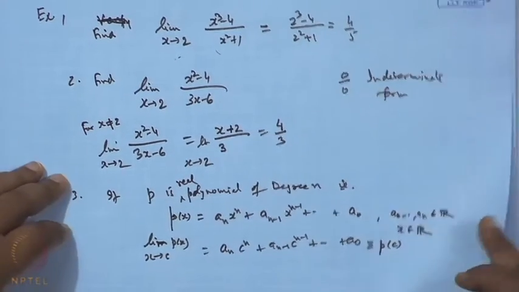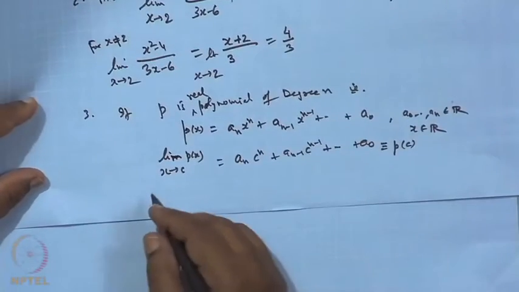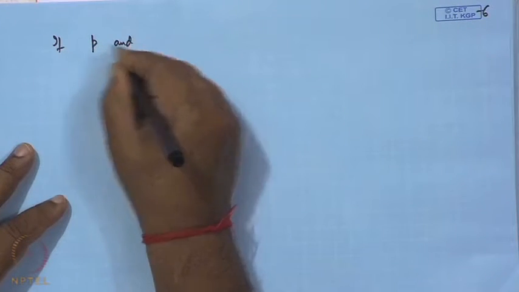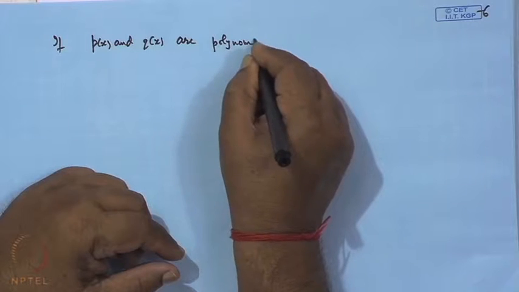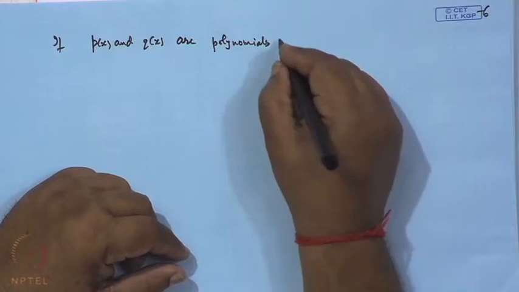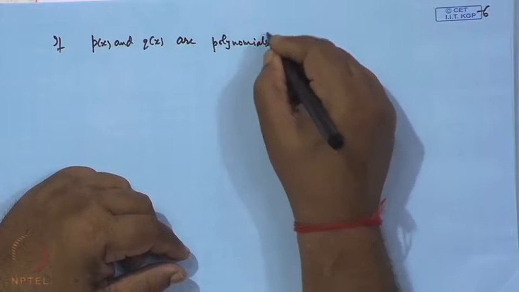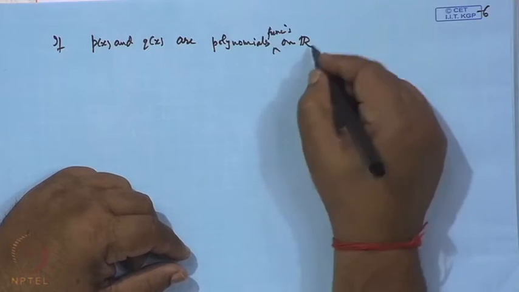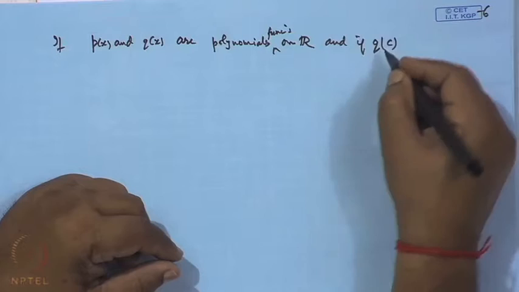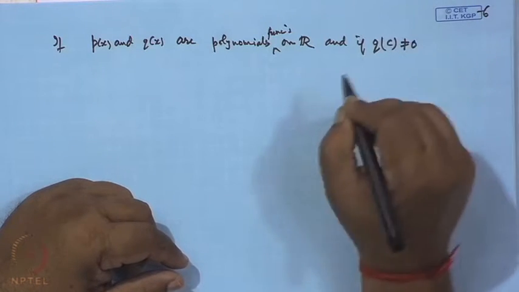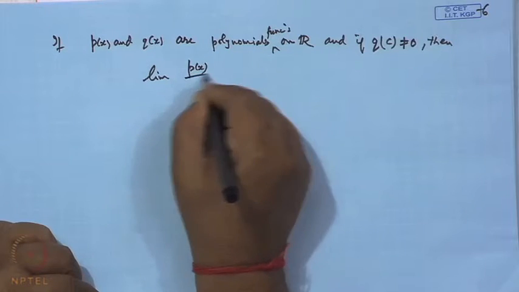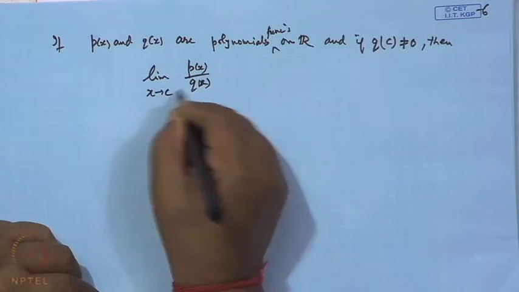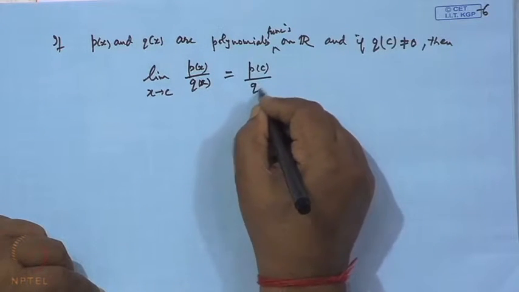Then, suppose we have two polynomials p x and q x. If p x and q x are polynomial functions on R, and if the polynomial Q at the point c has a value different from 0, then the limit of the ratio p x over q x when x tends to c is equal to p c over q c. Okay.